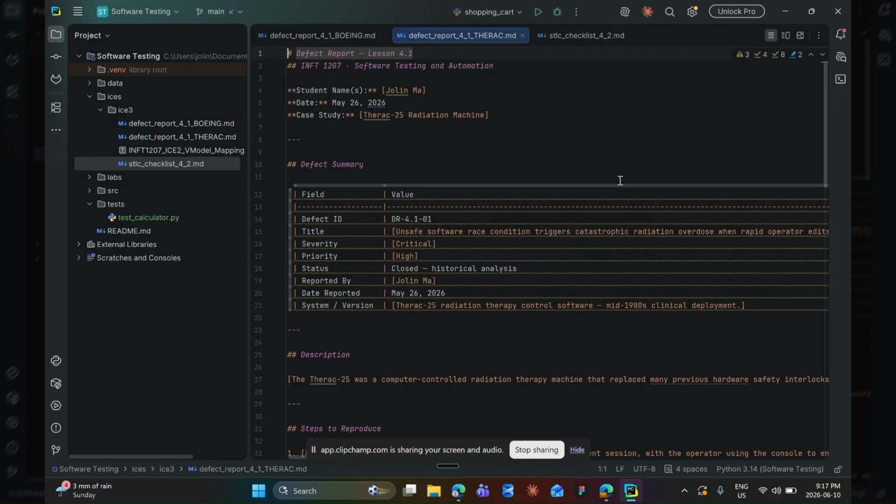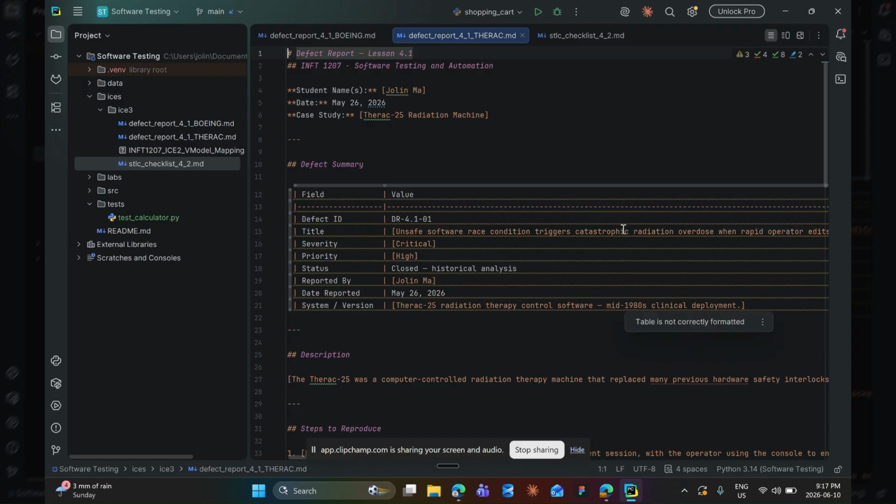What I would do differently as a tester is never remove a hardware interlock and replace it with software alone. Software can fail into a lethal state. Hardware fails into a safe state. Require formal concurrency analysis before any concurrent code is written. And test when operators work at normal speed, at fast speed, and change their mind mid-entry, because a medical device cannot be safe only for textbook-perfect behavior.